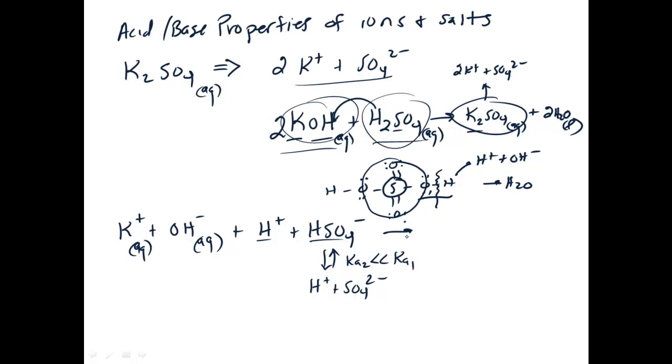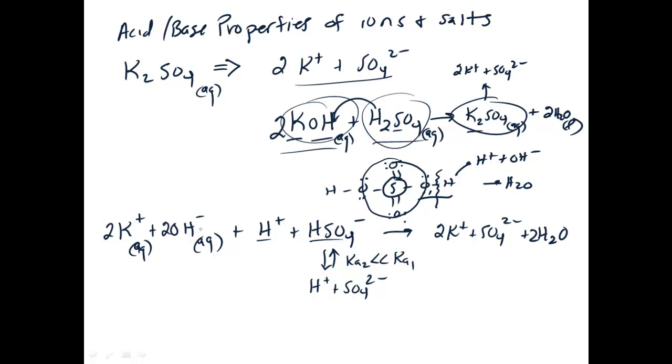So when I combine these, I get 2 potassium, and we need to balance this. I get 2 potassium ions and a sulfate ion on the product side. And again, these stay separated because potassium sulfate is water soluble. But the hydrogen does combine with the hydroxide ion to form water. All right, so let's look at the reaction.